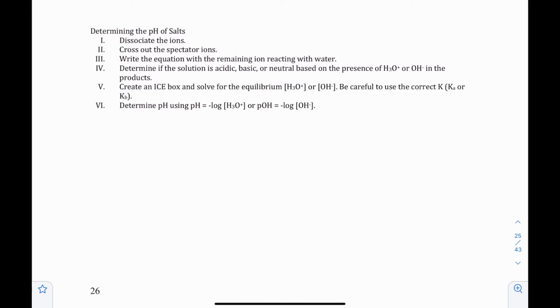So the next step is to write out an equation with the remaining ion reacting with water. The products of this reaction will either include H3O+ or OH-, and that will determine whether the solution is acidic or basic. Once we know if the solution is acidic or basic, we can then determine the pH by creating an icebox and solving for the equilibrium concentration of either the H3O+ or OH-, whichever one is present. But be careful to use the correct K. So solve for Ka if the solution is acidic, and solve for Kb if it's basic. The last step is to use the concentration of either the H3O+ or OH- to solve for the pH.